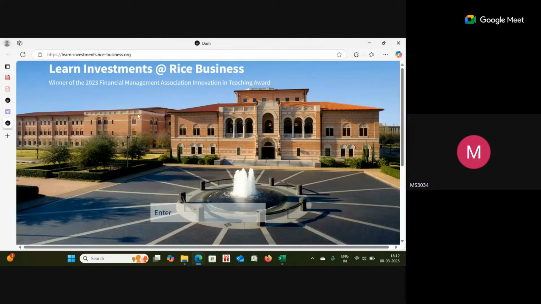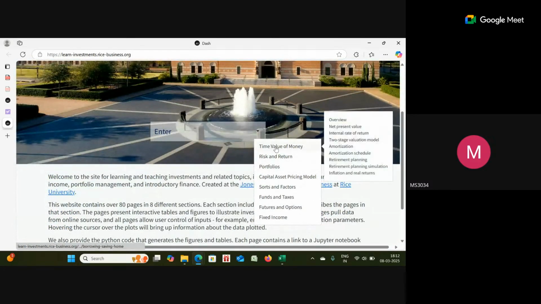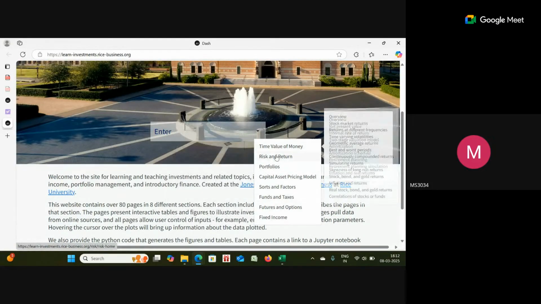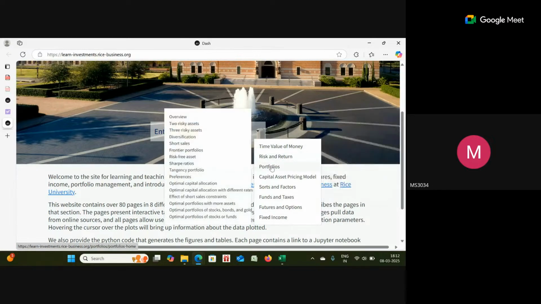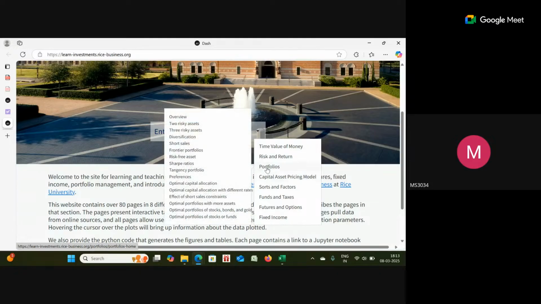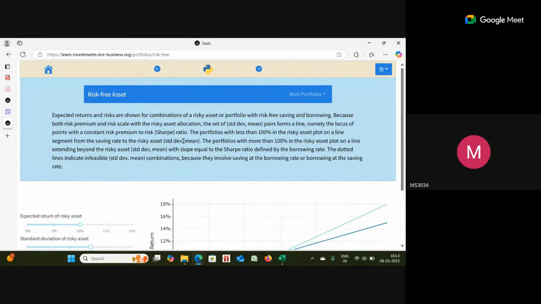If you click on that, it will open this platform, and there you will see multiple options available to you. There are time value of money, risk and return, portfolio, CAPM. The topics which we have covered are time value of money, risk and return, portfolios, and the capital asset pricing model, which we will be covering in later weeks. Today we are covering portfolios, and right now we are focusing on the risk-free asset. Let us go there and see what it gives.